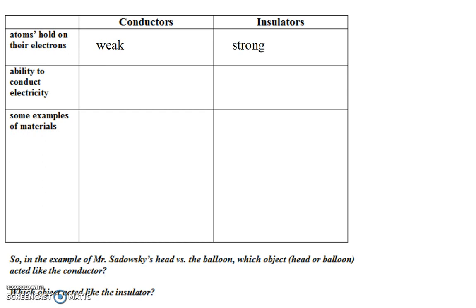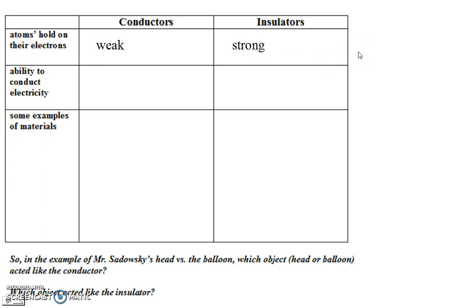Now, as soon as I say that, some students get confused. It's not that conductors don't like electrons and insulators do like electrons. It's just something about their materials. Conductors have a weak hold on electrons, insulators have a strong hold, and when we get to chemistry, you'll learn a little bit more about this, but for our purposes, this is all we need to know.